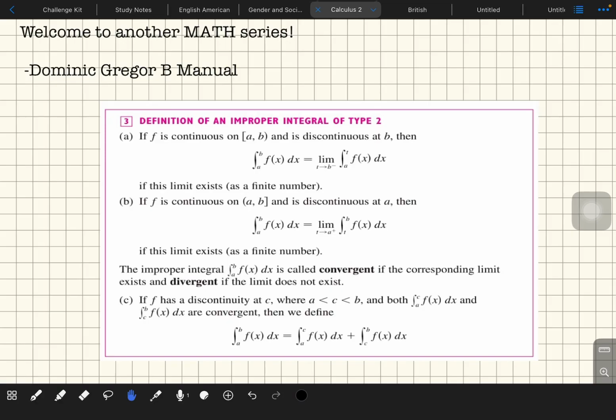So if it exists, it will be convergent. If it does not, it is divergent. So let's proceed to letter C.